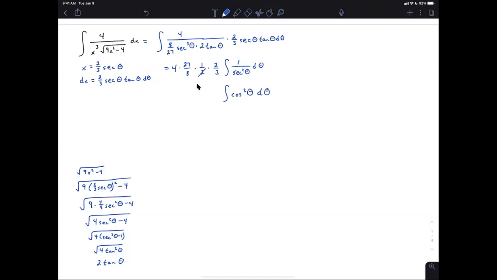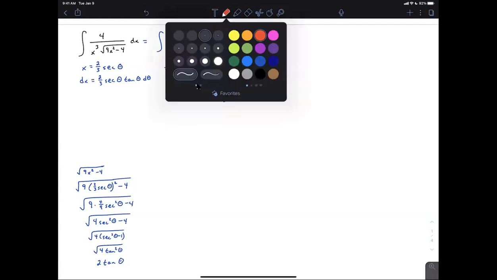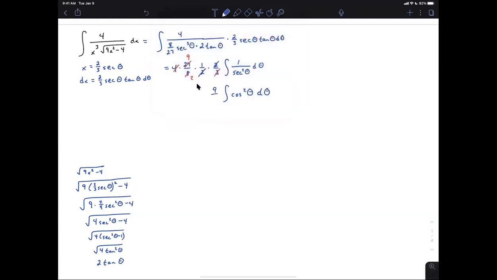We got the 2's canceling. We've got the 3. We'll do this in red. The 3 will cancel with the 27, and that'll get us a 9. And the 4 will cancel with the 8, and that'll get us a 2. So we get 9 halves out there. But we've got 9 halves now, integral of cosine squared.